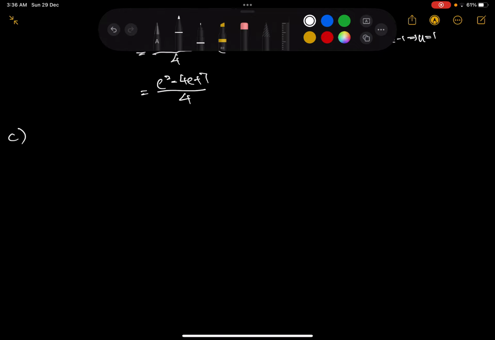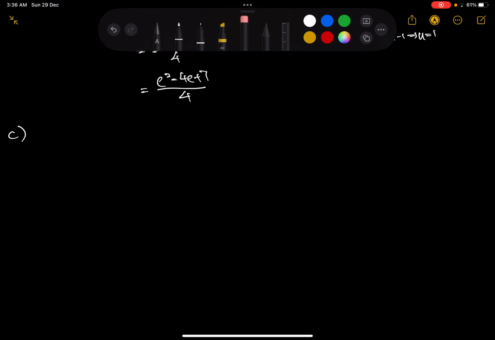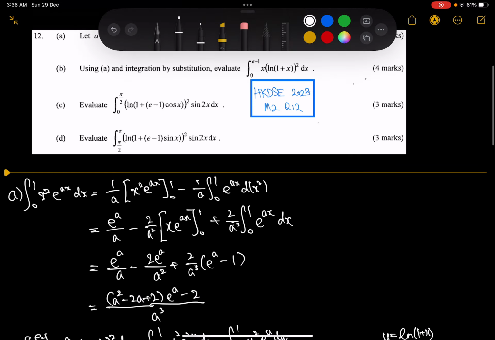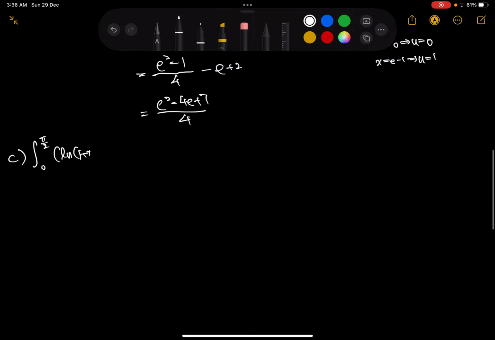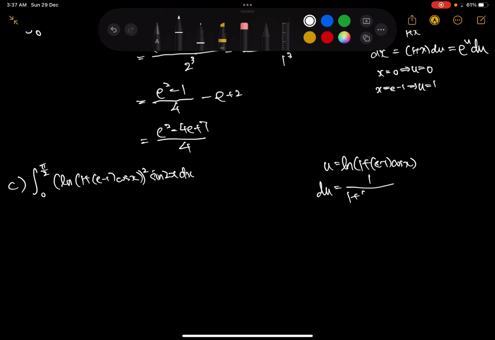For parts C and D, I believe we could just use parts B and A. So we could do 2 substitutions. I can't remember the question, so okay, cool. So we have the integral of (1 plus (e minus 1) cos x) squared sine 2x dx. We could have u equals this. So du is obviously 1 over that, and then we have e minus 1, and obviously the negative as well, e minus 1 sine x dx.